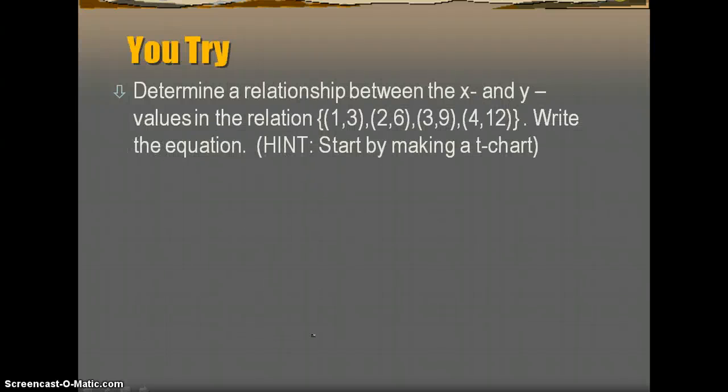You try. Determine a relationship between the x and y values in the relation (1, 3), (2, 6), (3, 9), and (4, 12). Then write the equation. The hint says to start by making a t-chart. So my step 1 is your hint. So please make sure that you do all of the different steps and finish by writing the correct equation.